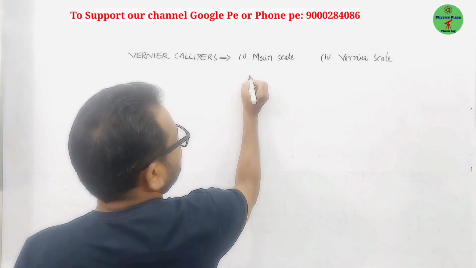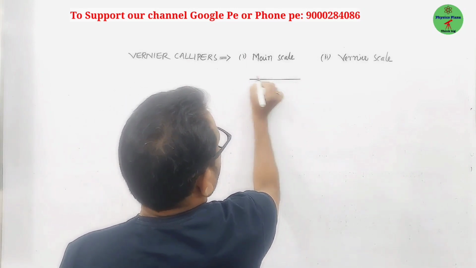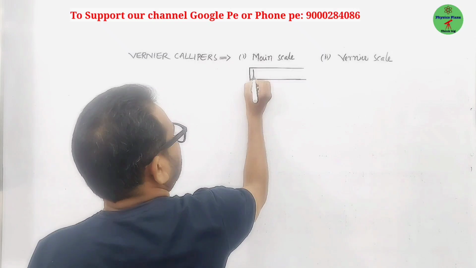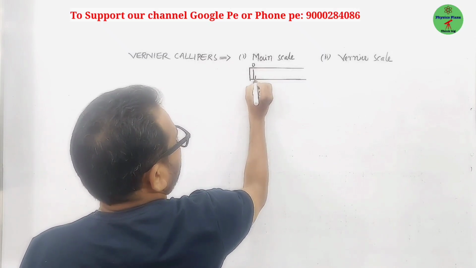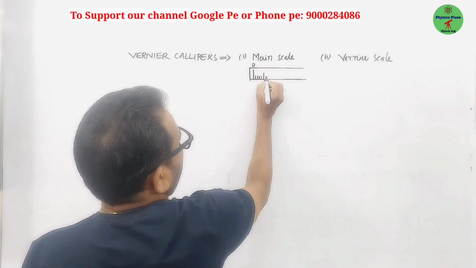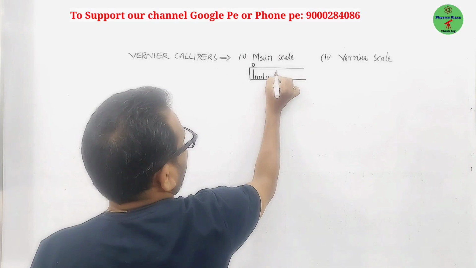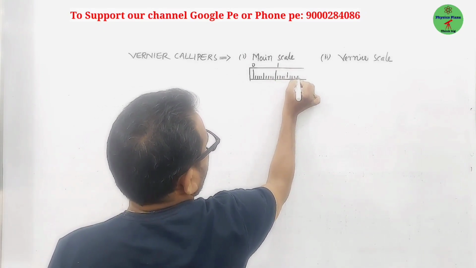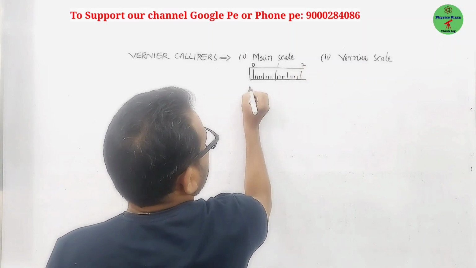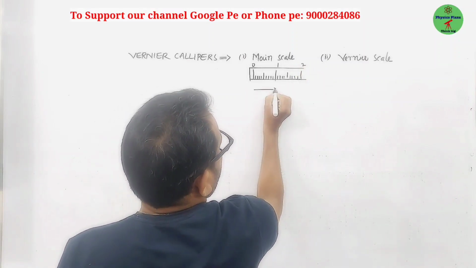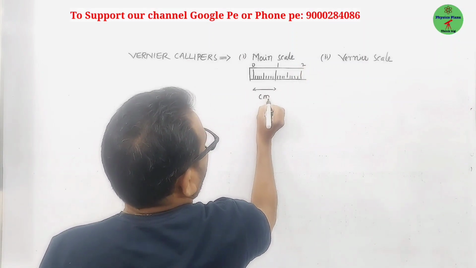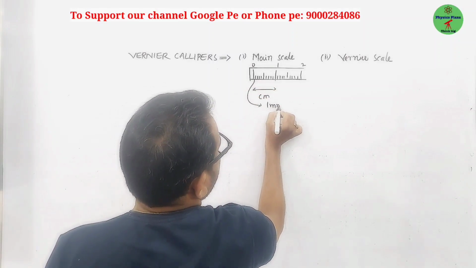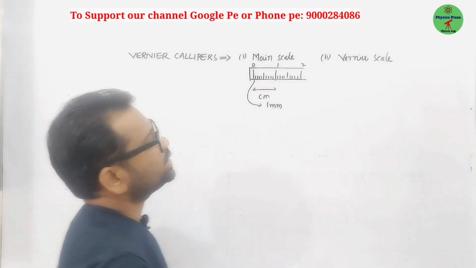It is calibrated like this, let us say 0, 1, 2, 3, 4, 5, and so on. It's like a normal scale. So this total length is a centimeter, and each division is equal to 1 millimeter. So this is about the main scale only.